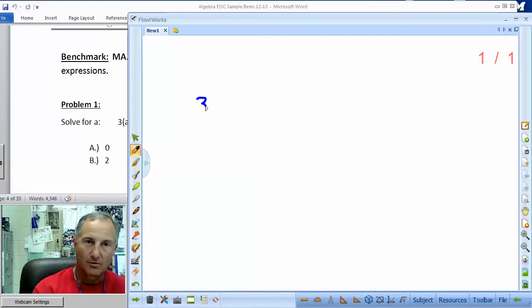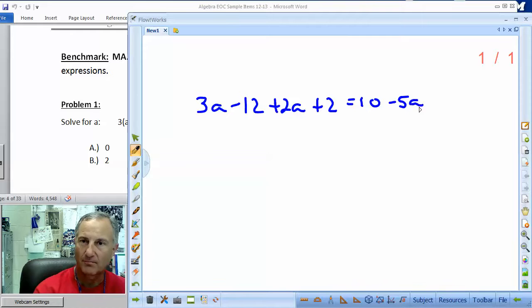So that's going to be 3a when you multiply the 3 by the a, minus 3 times 4 is 12. 2 times the a, that's plus 2a. 2 times the 1, that's plus 2. And that equals 10 minus 5a. Okay? Now I like to keep my variables positive if I can. I've been telling you that all along.